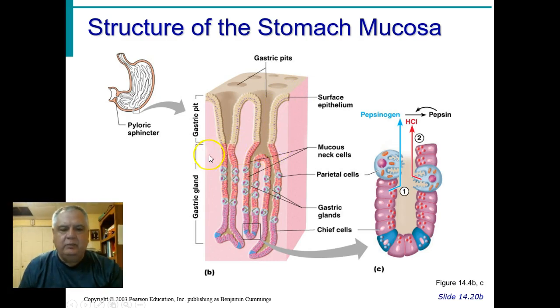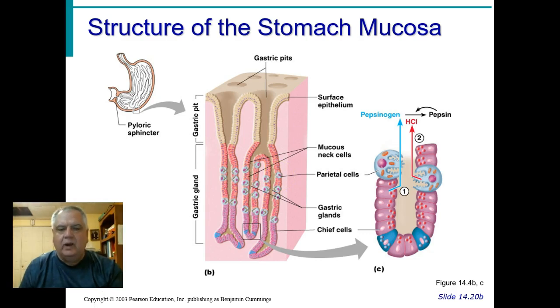Then at the base of the pit, we have the gastric gland. Okay, and we can see the various cell types in the gastric glands. First, up toward the top, notice we have a high concentration of mucous neck cells. These produce the sticky alkaline mucus. Now embedded down below here we have parietal cells.